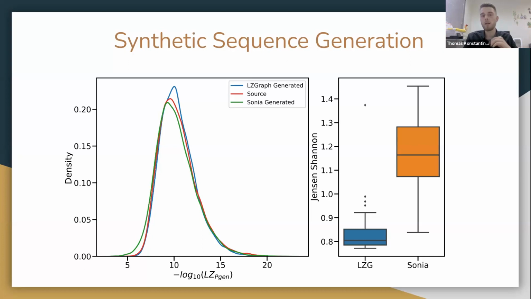We compared how the sequences generated by the LZGraphs compare to sequences generated by Sonia. And you can see on the left panel that when comparing the distribution of Pgens of our generated sequences to the source repertoire and Sonia's generated sequences to the source repertoire, we both are really close to the actual source repertoire. But on the right panel, you can see that when we apply this analysis over 300 repertoires from the HIV datasets and measure the Jensen-Shannon distance from the source repertoire, we are actually a bit closer to the source repertoire than the sequences generated by Sonia.